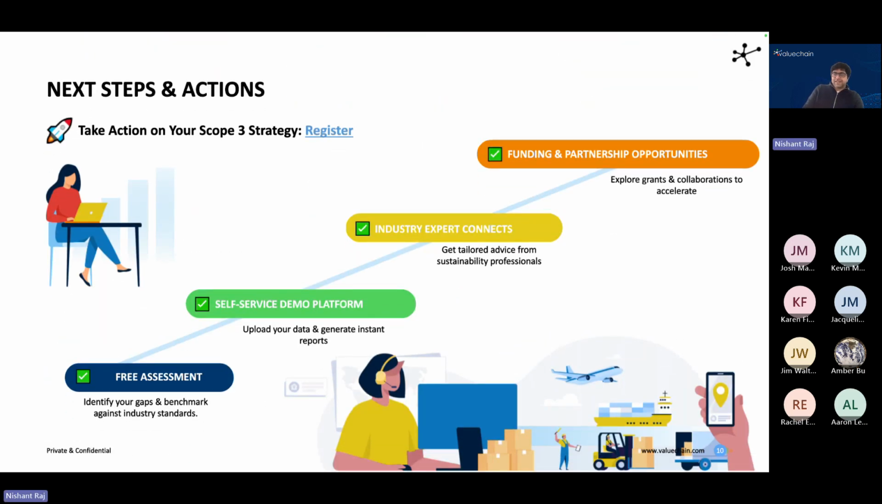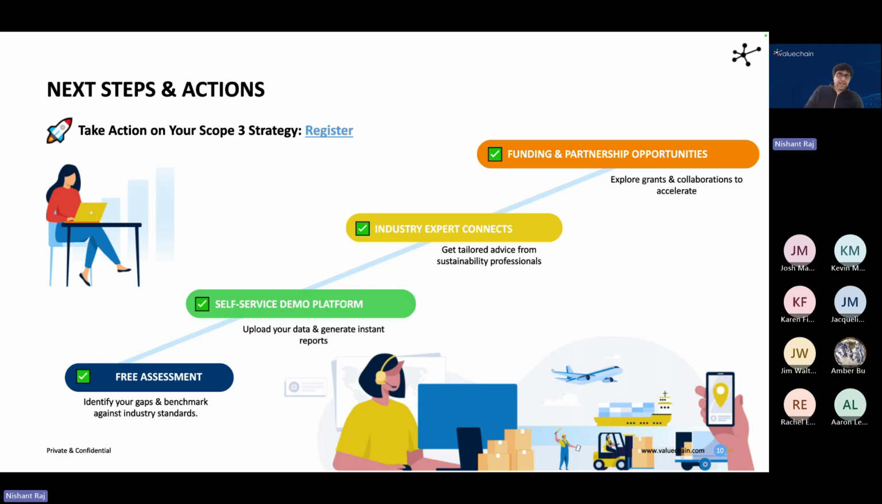So the key next steps and actions, I would say, is there's a bunch of resources that we have curated together that people can start to utilize to understand what the starting point is, what they can do, who they should connect to, and what relevant support is available.